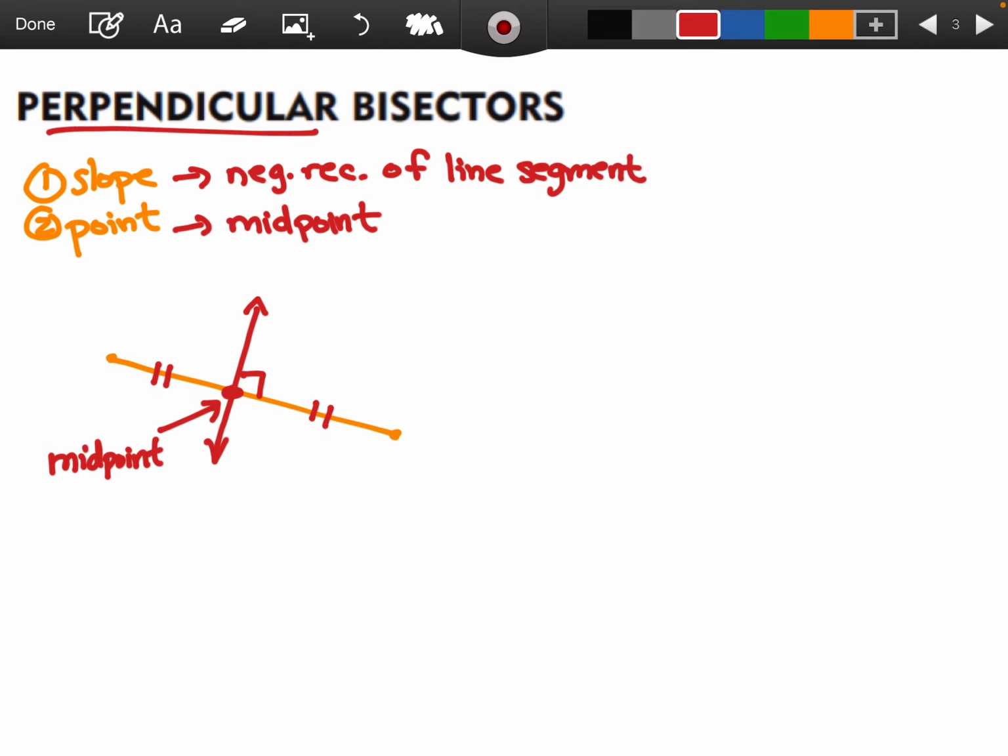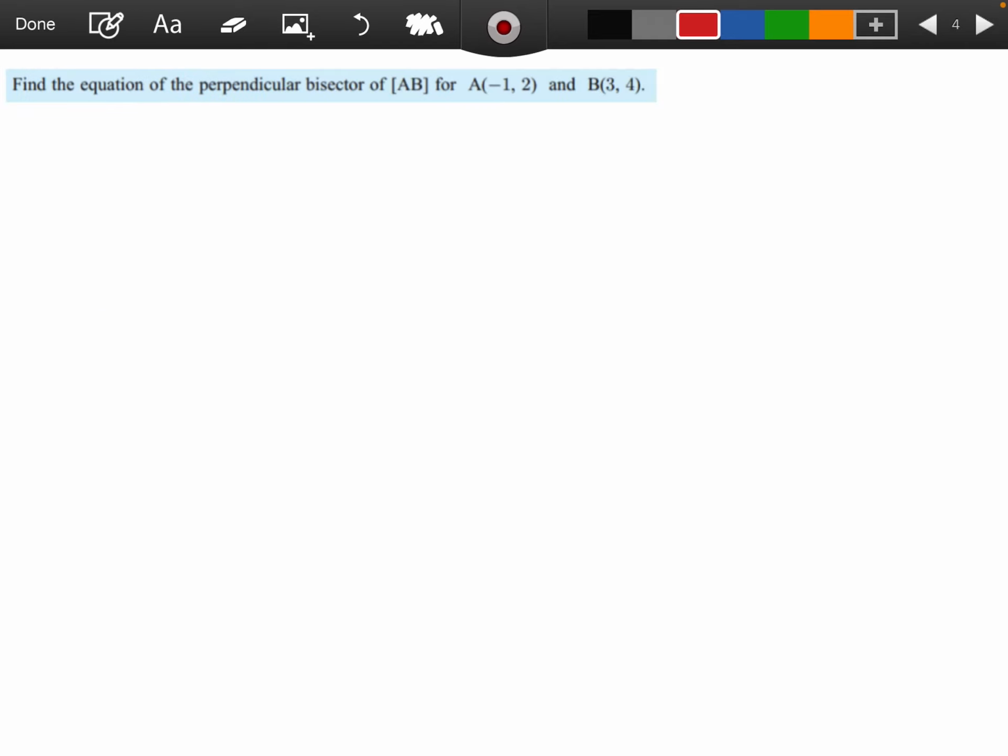Okay, so let's walk our way through a question like this. Find the equation of the perpendicular bisector of AB for, and then we're given the coordinates of A and B.